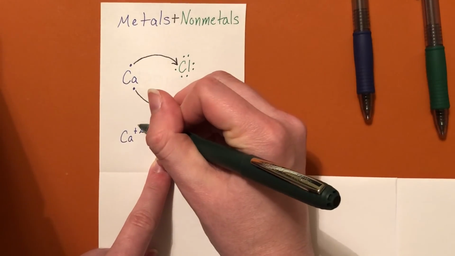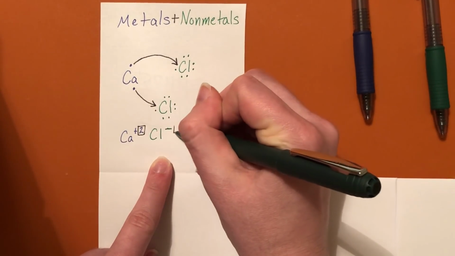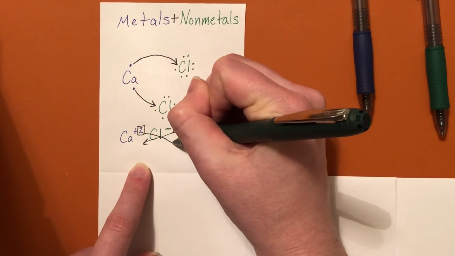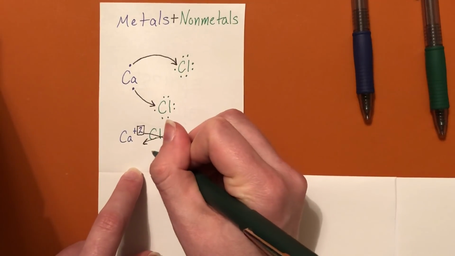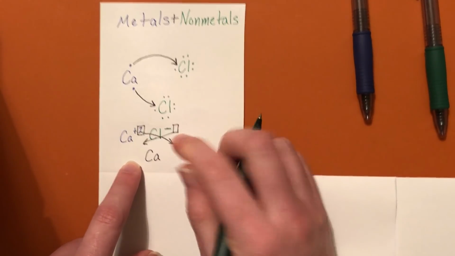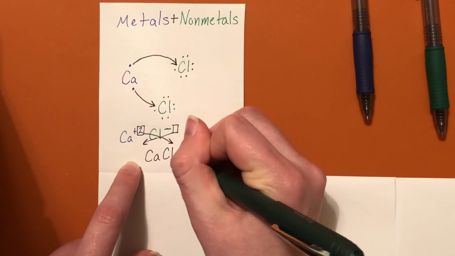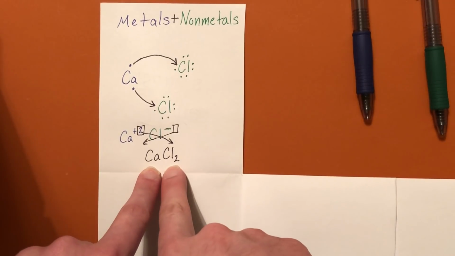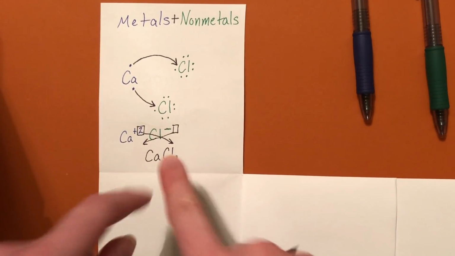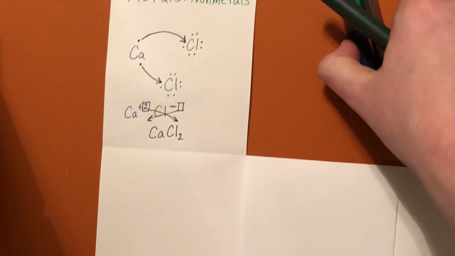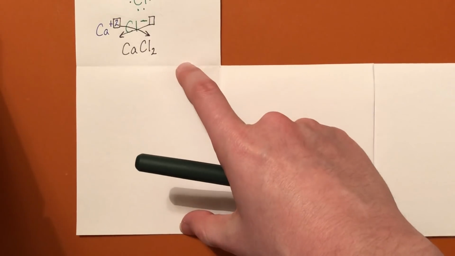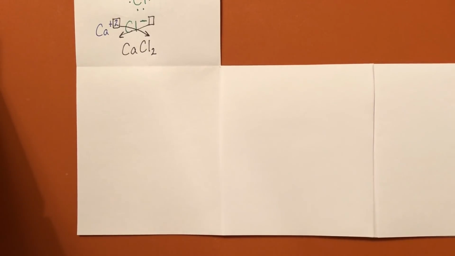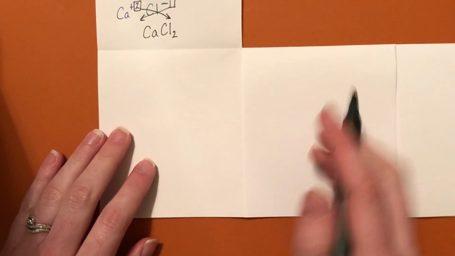So if you will recall, I used my crisscross method to take the value of each of my charges, drop it down, so that I have Ca1 Cl2 as my formula. And I have my metal and my nonmetal to make an ionic bond. So, talking about some of the different properties, moving into the main section, some of the different properties of ionic bonds is that they have network structures.